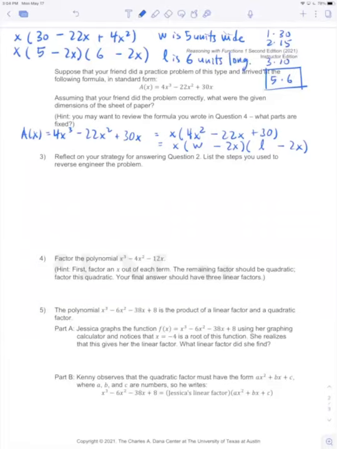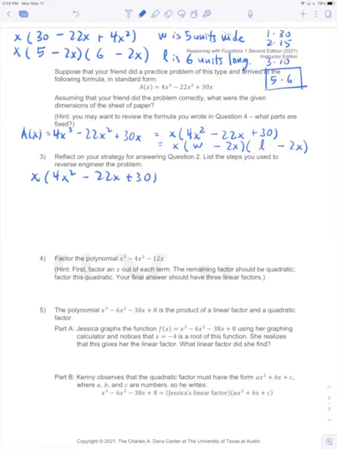Now, part 3. If we reflect on our strategy for answering the previous question, question 2, list the steps that we used to reverse engineer the problem. Something that we could do: we first noticed that we had to have this form, x, and then just copying what we have above here, we factored out an x.